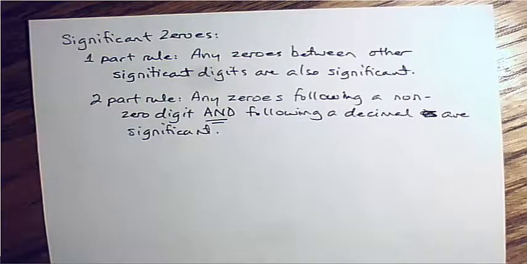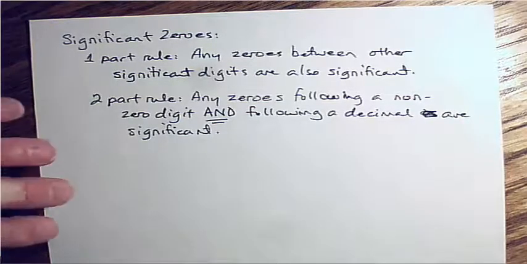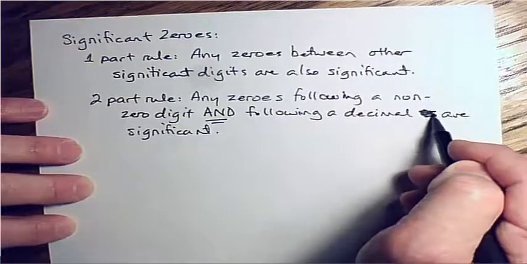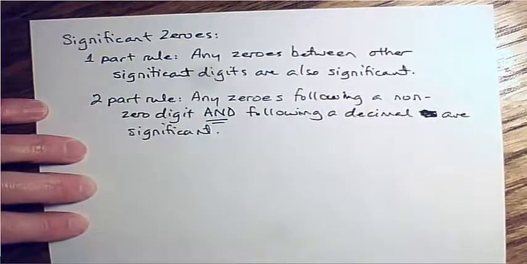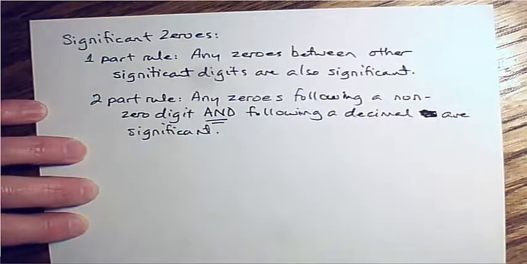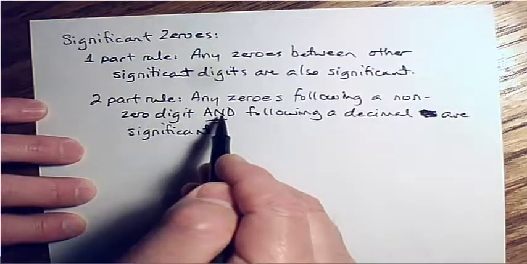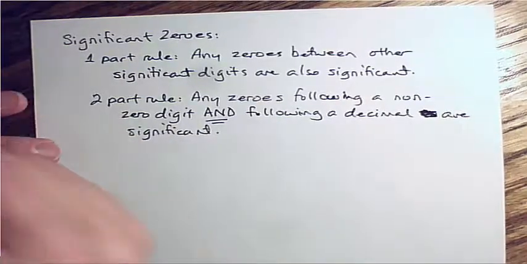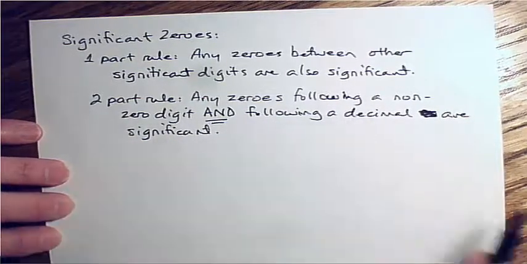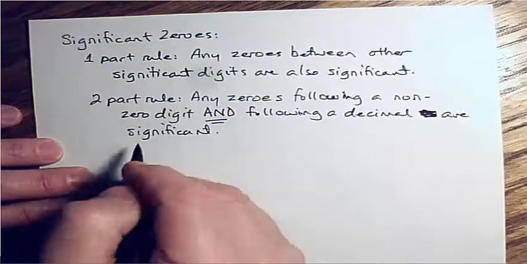So let's say it's 256.50. That zero is significant. 256.50, yes, that zero is significant. But 2,560, that zero is not significant because it follows a non-zero digit, but it doesn't follow a decimal place, because you have to do both. Okay, let's do some examples. Y'all got this written down?